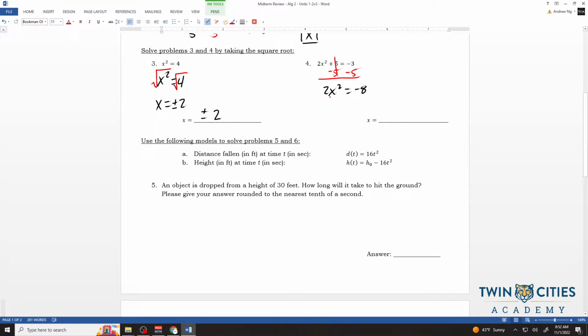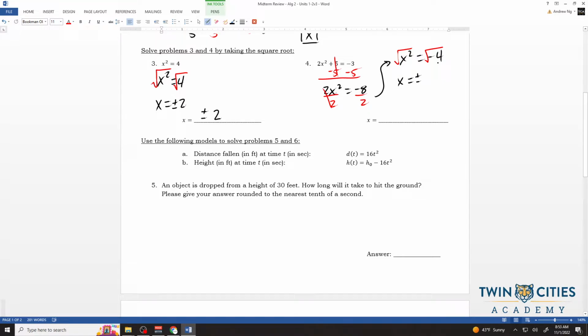Divide both sides by 2. So x squared is going to be equal to negative 4. And now that we're isolated, we can take the square root. When I take the square root of x squared, I get just x. Except over here, I get a plus or a minus, and if I try to put this square root of negative 4 in my calculator, it's going to give me an error. That's because there is no real answer. So that means that my answer is going to be imaginary.